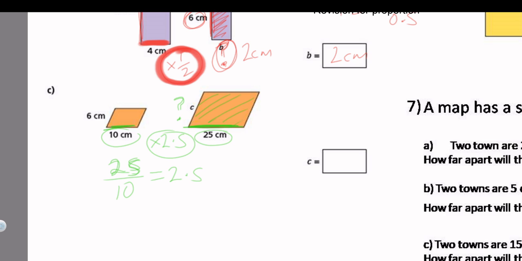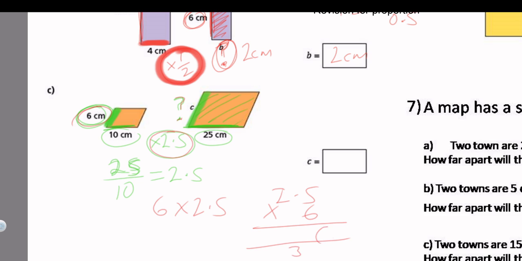Now then, to work out a missing side over here, we do 6 multiplied by 2.5 to give us this missing side there. 6 times 2.5, let me just work that out, 2.5 times 6, 5 times 6 is 30, don't forget the decimal point, 2 times 6 is 12, and 3 is 15. So the missing side there is 15 centimeters.